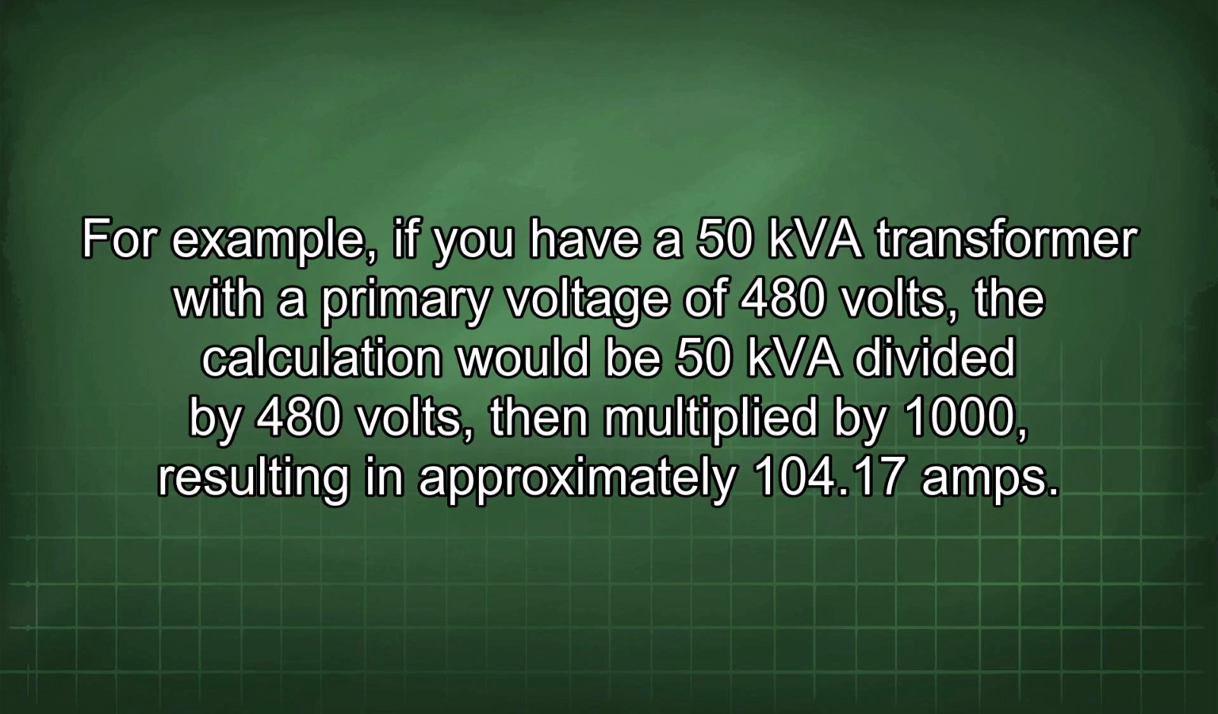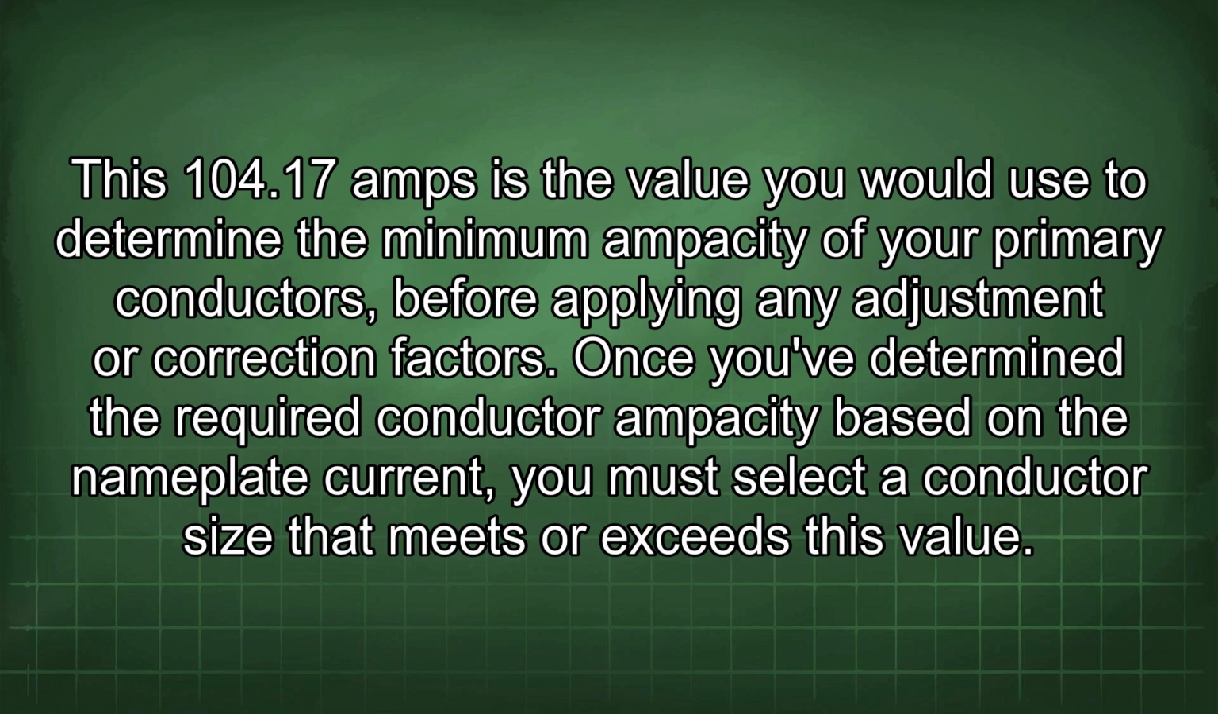For example, if you have a 50 kVA transformer with a primary voltage of 480 volts, the calculation would be 50 kVA divided by 480 volts, then multiplied by 1000, resulting in approximately 104.17 amps. This 104.17 amps is the value you would use to determine the minimum ampacity of your primary conductors before applying any adjustment or correction factors.